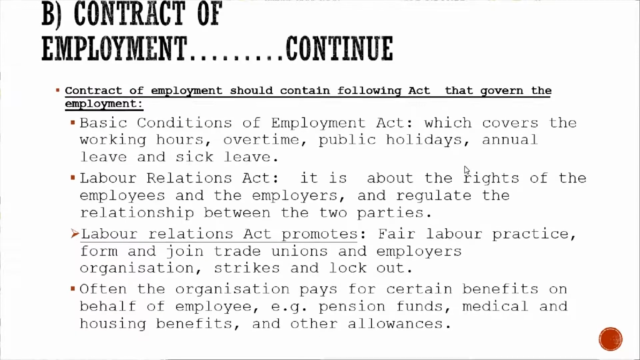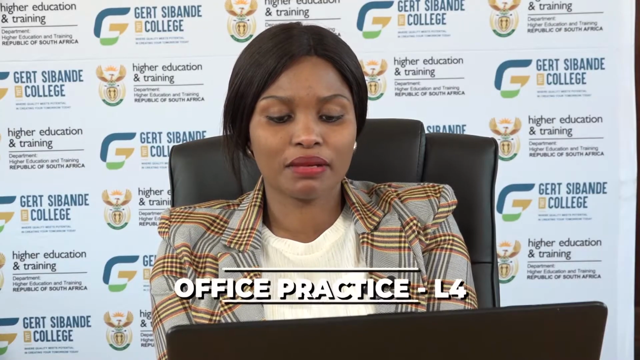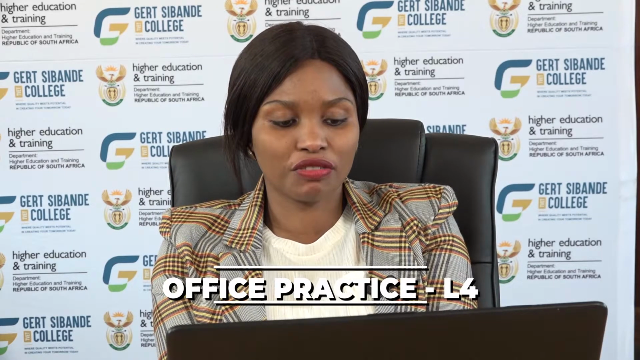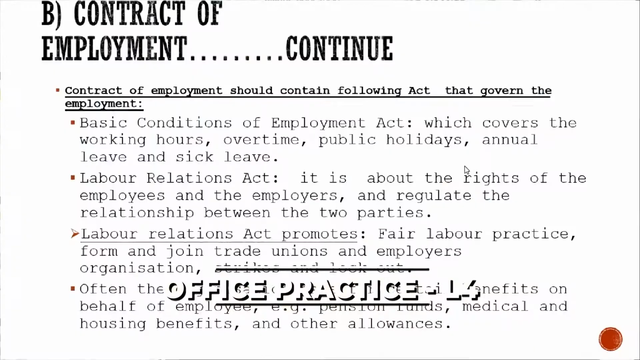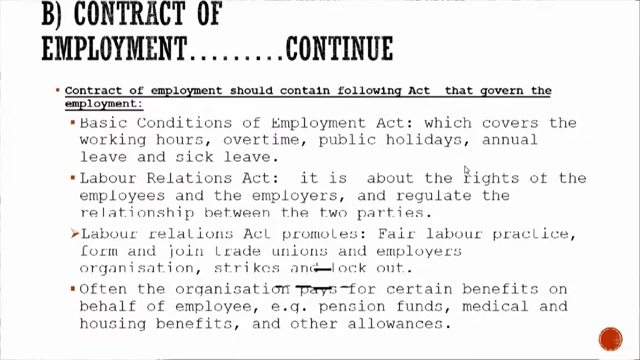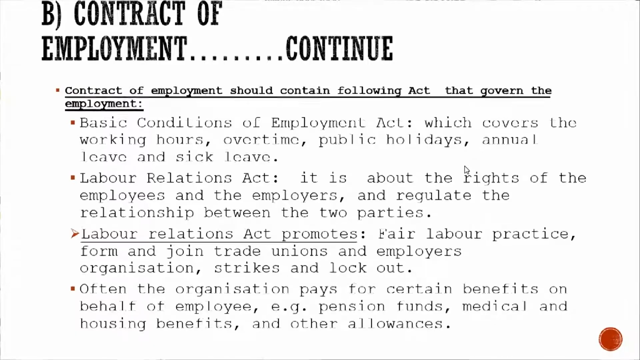Under labour relations, the Labour Relations Act promotes the following: fair labour practice, forming and joining trade unions, employers' organizations, strikes and lockouts. While we are still there, we will also talk about certain benefits that the employer should give the employee. Number one is pension fund, medical aid, housing benefits and other allowances.